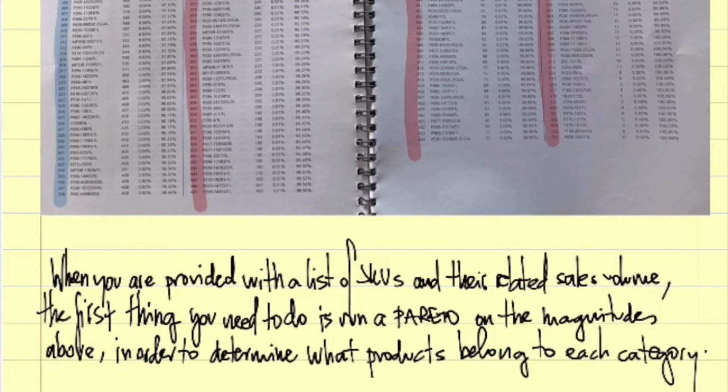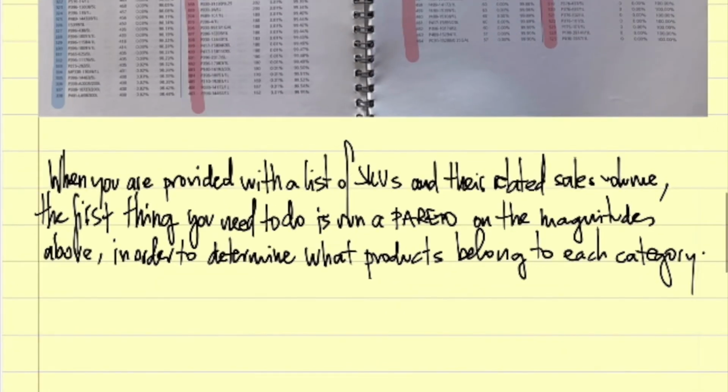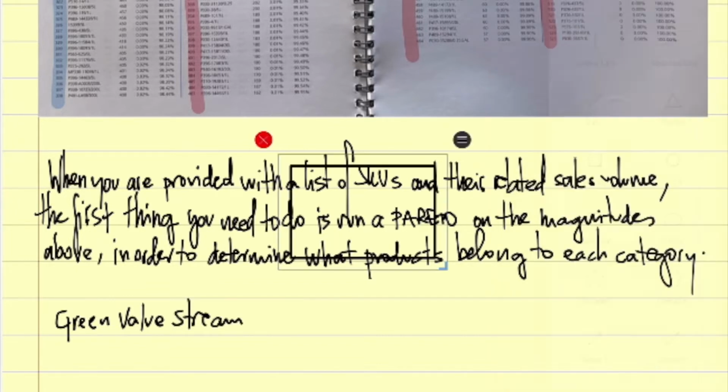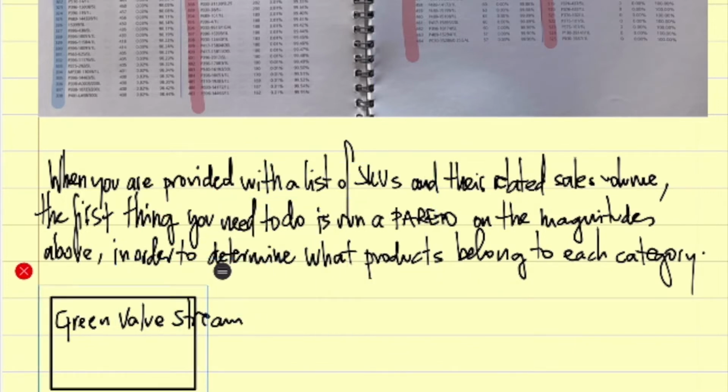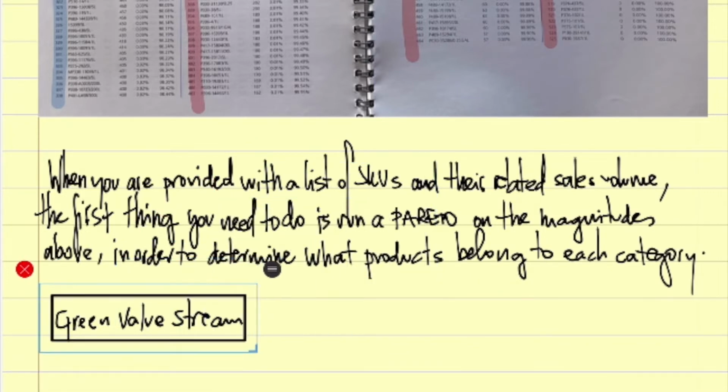Okay, so this is the first thing you do. The very first day in the company, okay? So once you have done that, we will see what 4 strategies we have for each one of the streams. So the first one is the green value stream. Before I start with the strategies, any questions so far?